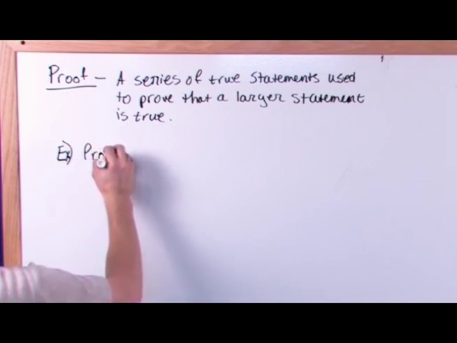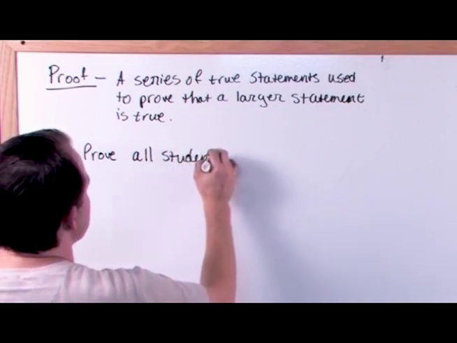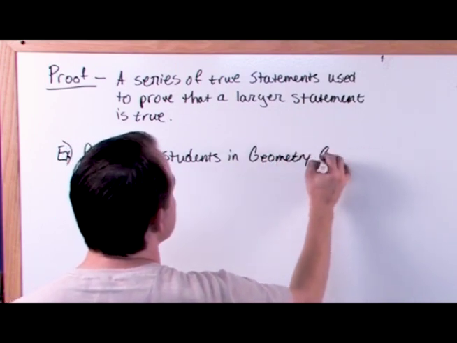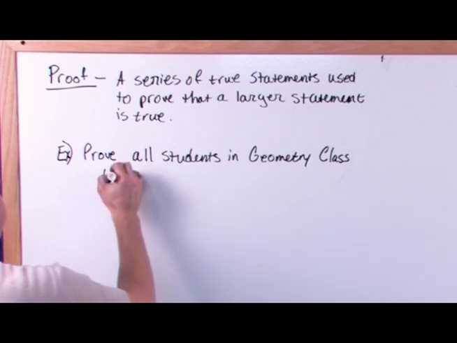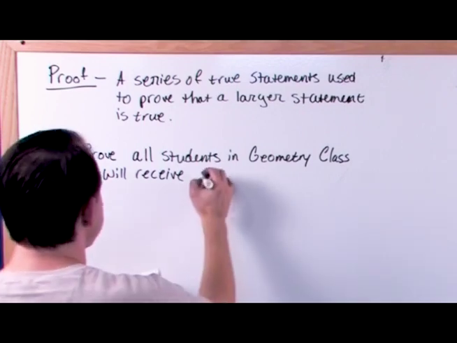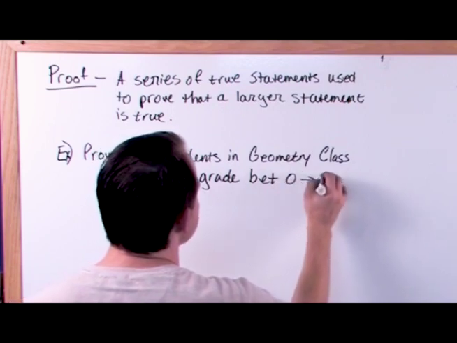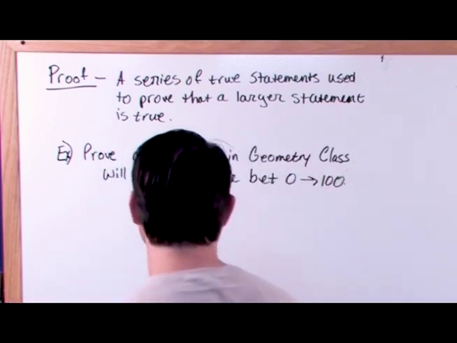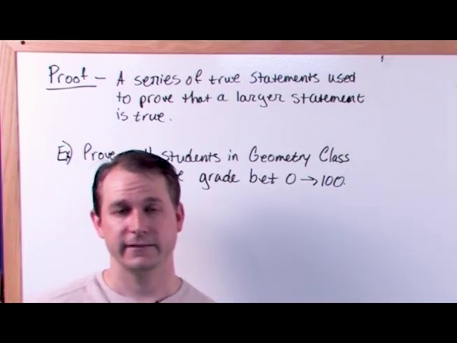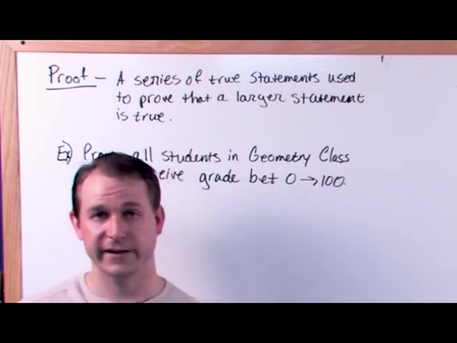Prove that all students in geometry class will receive a grade between 0 and 100. Now this is an example of kind of what I was talking about, something silly. I think you guys all know that when you're in class you get graded, right? And when you get graded, you're getting graded on a scale from 0 to 100.